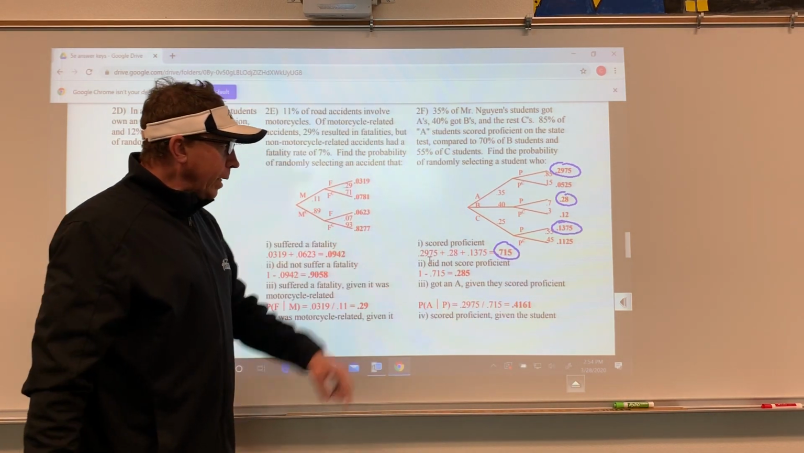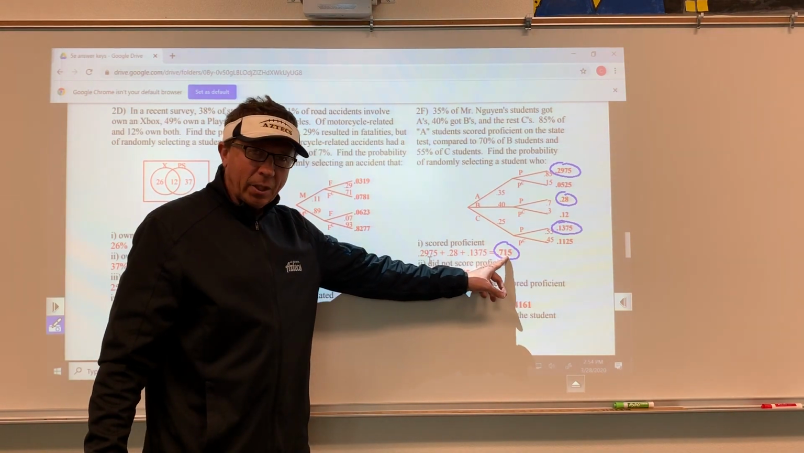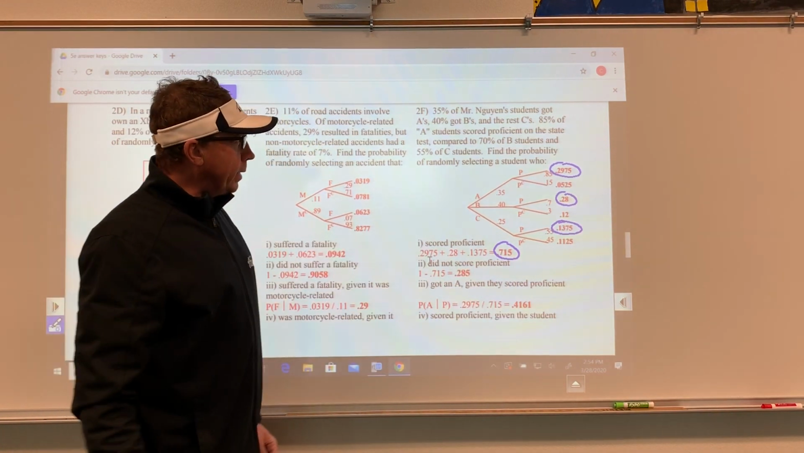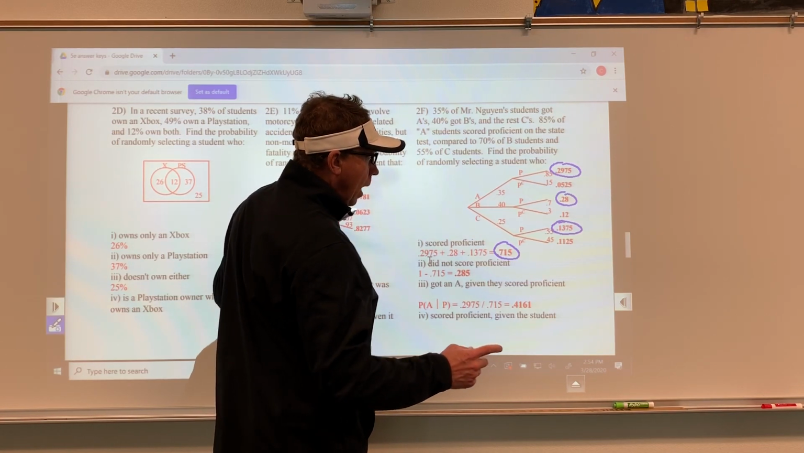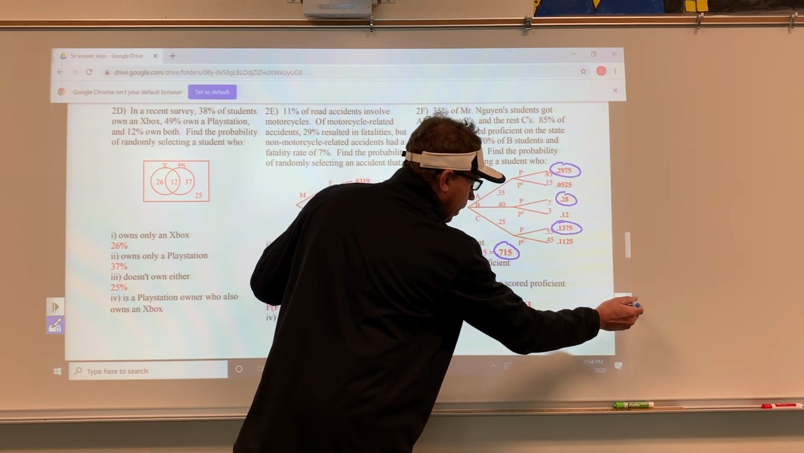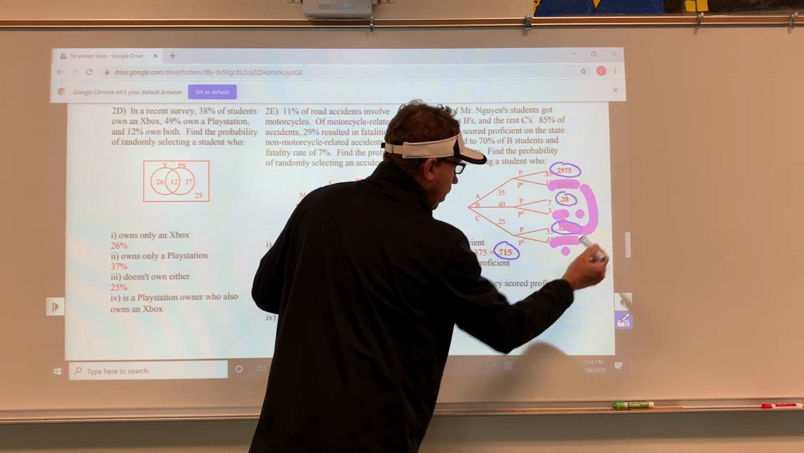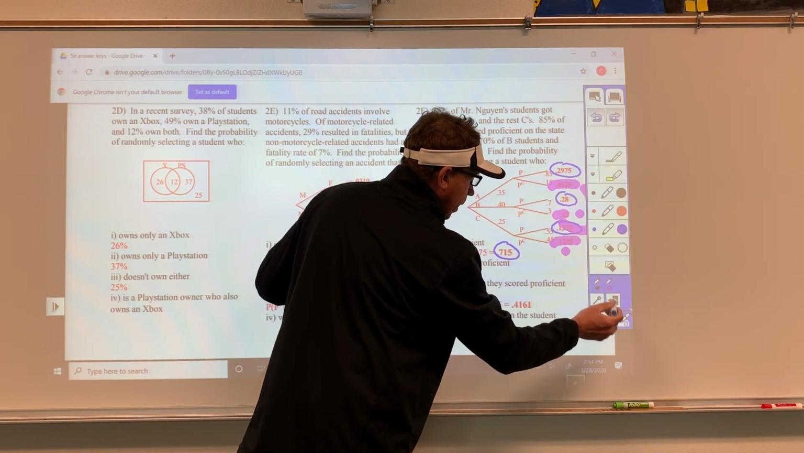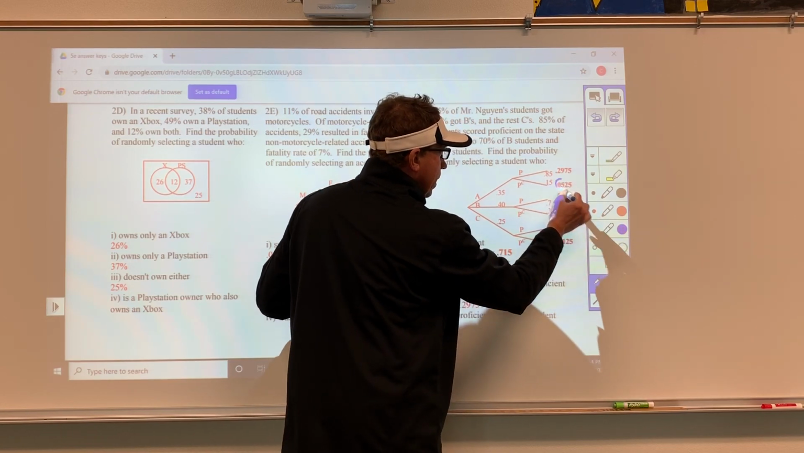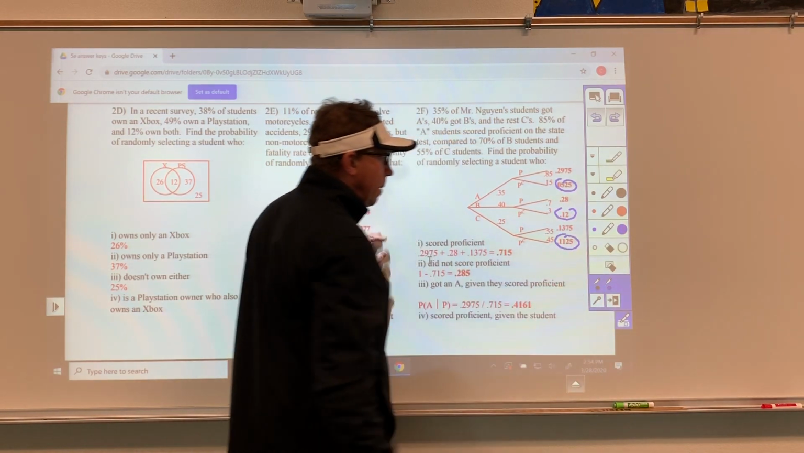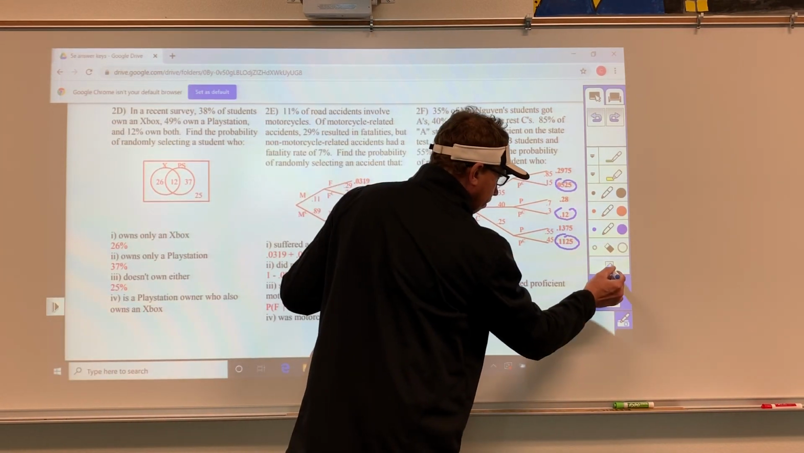Okay. Did not score proficient. Obviously, I can go 1 minus that answer. Or I can simply add these 3 branches up here. I could actually add some different branches up. I could add that one, and that one. That didn't come out very good. Try that again. I could add this one, and this one, and get the same answer. Either way. All right, the next question.